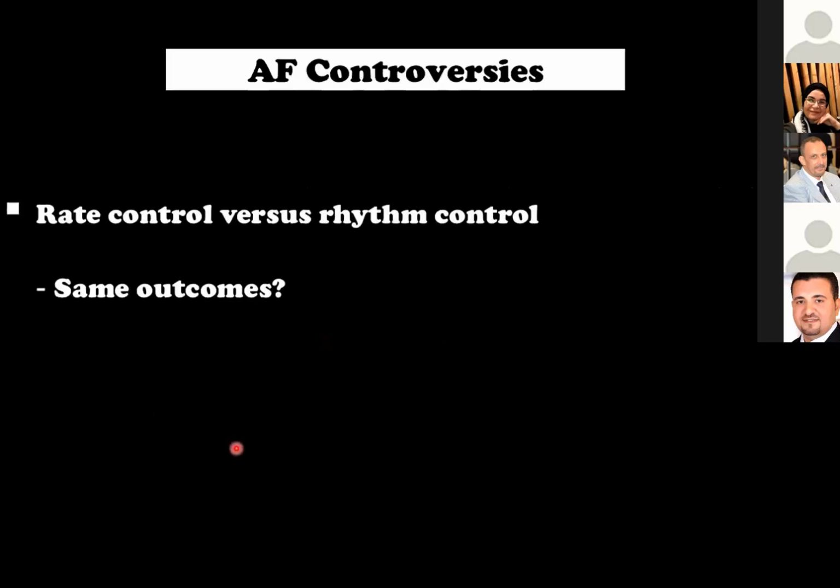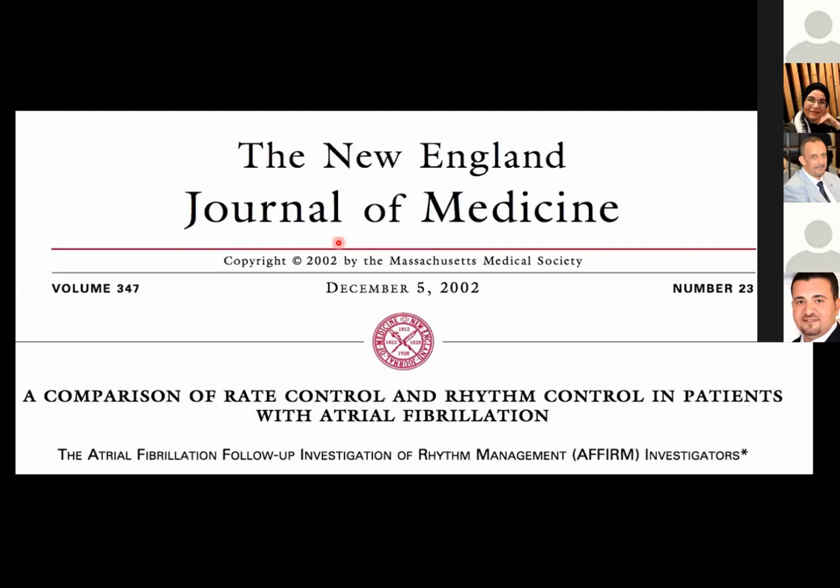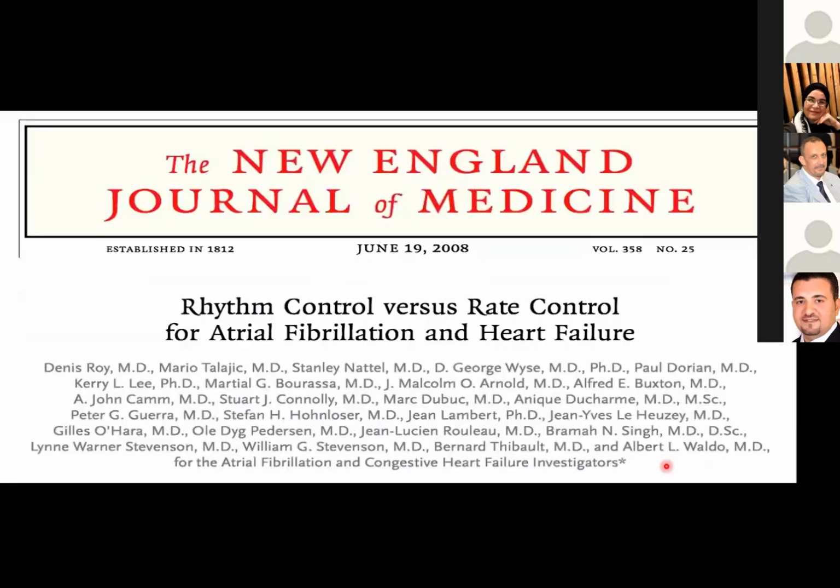What about the controversies? Yes, we have controversies, either rate control or rhythm control. As I told you, the outcome is the same whether you return the patient back to sinus rhythm or the patient develops AFib and you go just for rate control, with no need for rhythm control. Both have the same outcome. Those concerns were addressed a long time ago. This is one of the publications in 2002 in the New England Journal of Medicine. They compared rate control and rhythm control in patients with AFib. This is one of the famous trials called the AFFIRM trial. Another one, in 2008, compared rhythm control versus rate control for AFib in heart failure patients.